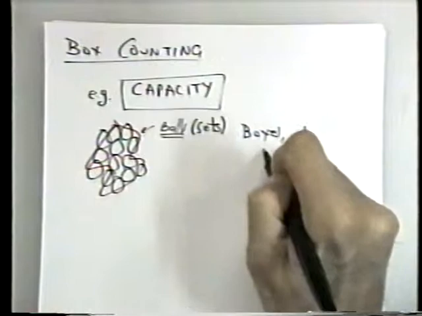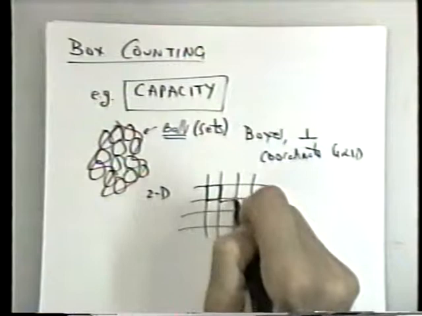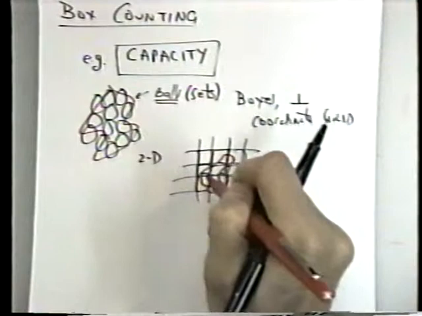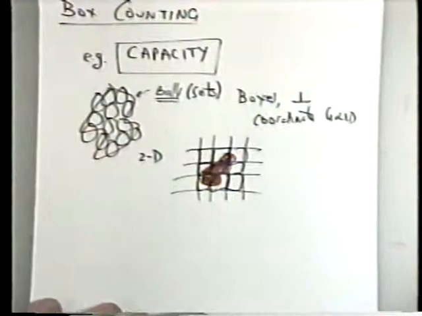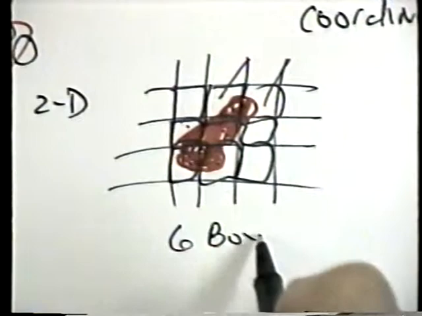So for example, in two dimensions, we can have each box in this coordinate grid represent one of those sets or one of the balls in the counting. So if this is the object, we can ask, how many boxes are needed to cover the object? And the answer here is this: 1, 2, 3, 4, 5, 6. So 6 boxes here contain the object.